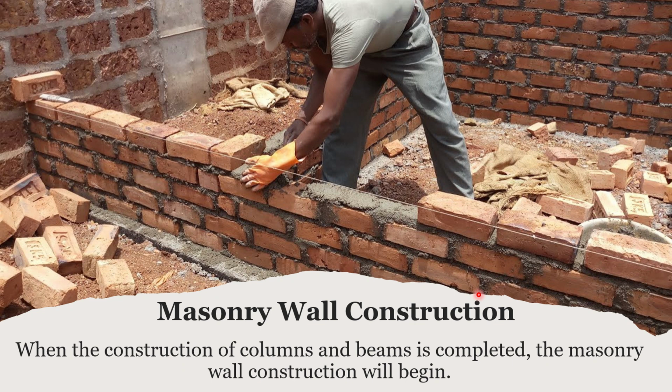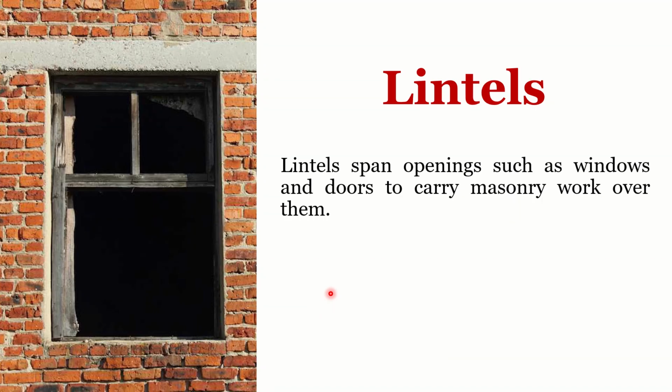And after the slab construction comes the masonry wall construction. So when the construction of columns and beams is completed, the masonry wall construction will begin. And next, coming to lintels. Lintels span openings such as windows and doors to carry masonry work over them, and are to be constructed.